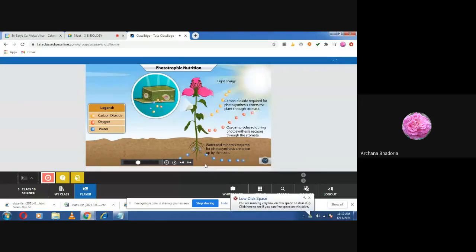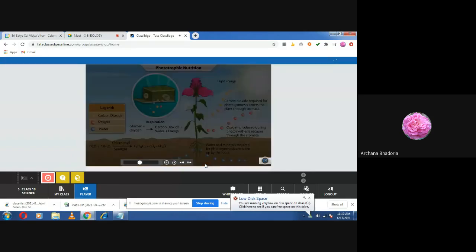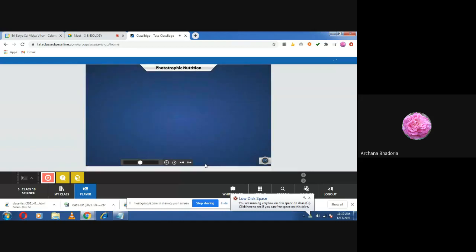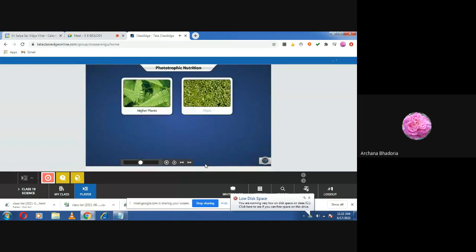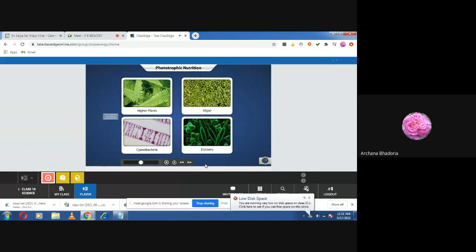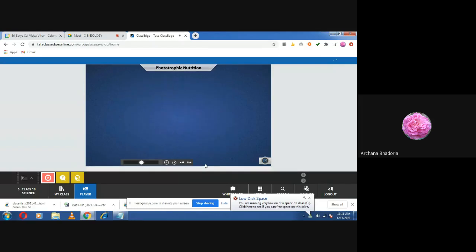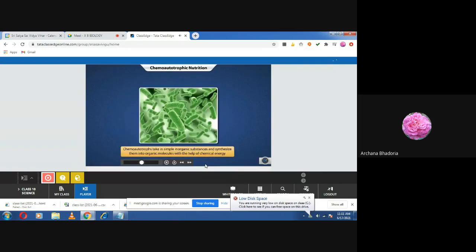The glucose is broken down during respiration to release the energy needed for life. In this process, plants take in oxygen and release carbon dioxide. Examples of photoautotrophs are all green plants, algae, and even some bacteria, such as cyanobacteria. Chemoautotrophic nutrition is another mode of nutrition that supplies energy to the organisms.